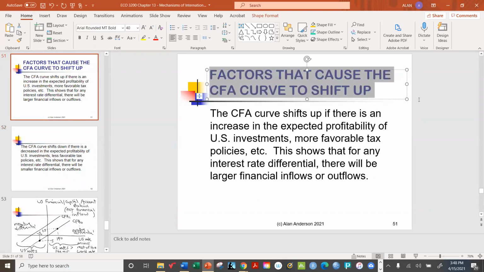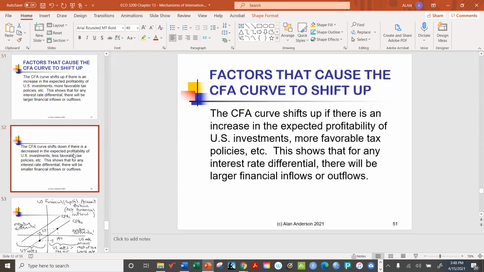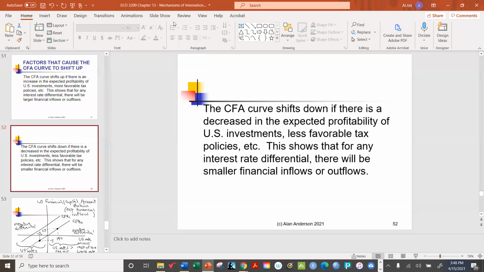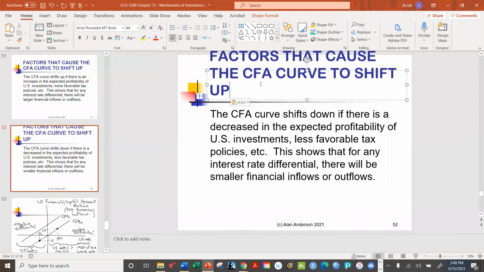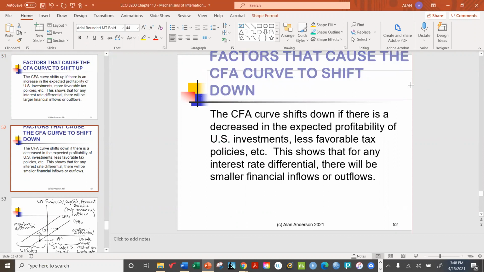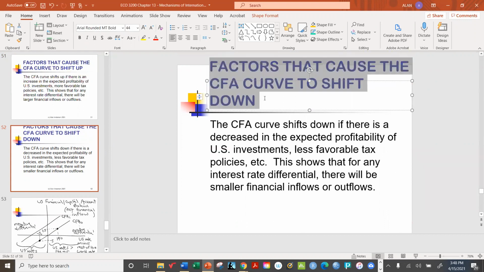But then, of course, we also have factors that shift it down. If it can go up, it can go down, as you know. So let's look at those examples. And of course, basically, it's just the reverse of what we just saw. All right, hold on. Let me make this a little smaller.